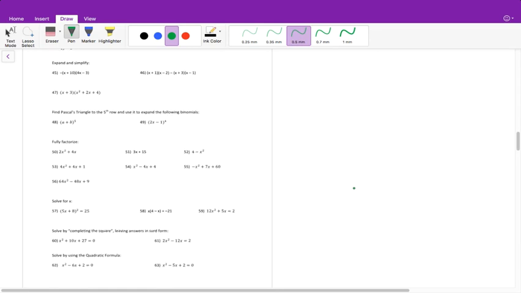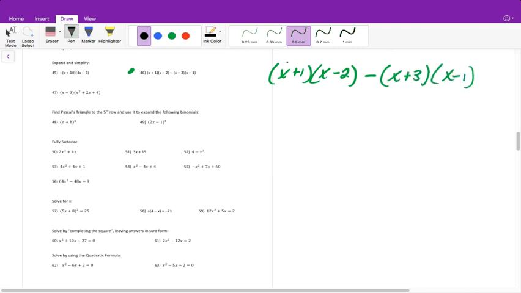All right, expand and simplify. So I'm just going to go ahead and do this problem, 46. So we have x plus 1 times x minus 2. Then it's being subtracted by x plus 3 times x minus 1. So the first thing we're going to do is multiply everything. X times x gives me x squared. This will give me minus 2x and then plus x, so it's just minus x, and then minus 2.